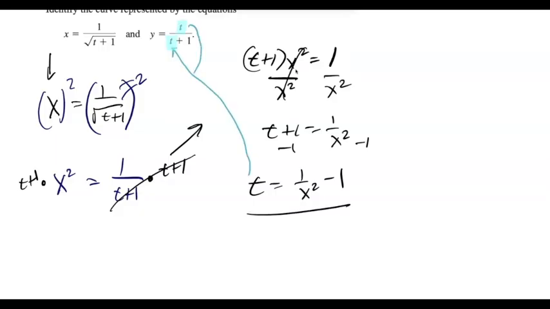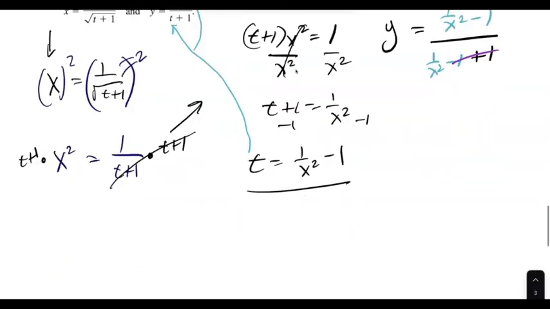Actually, there's 2 t's for both of them. Let's write that over here. y equals t over t plus 1, which is 1 over x squared minus 1 over 1 over x squared minus 1 plus 1. Now this right here reduces. We get y equals 1 over x squared minus 1 all over 1 over x squared. That looks a little messy. So let's clean this up a bit.